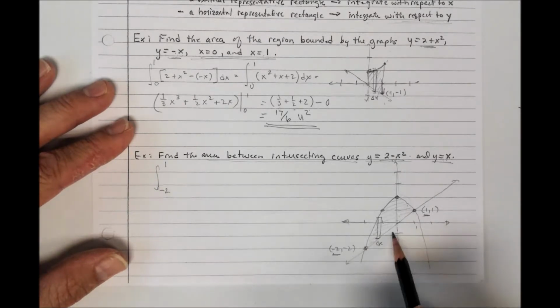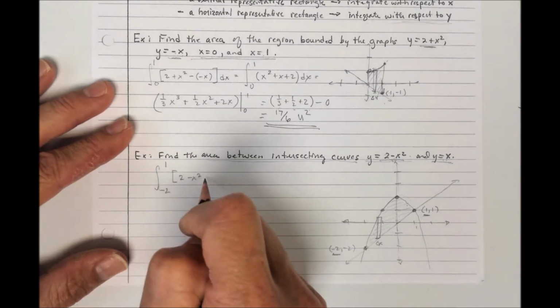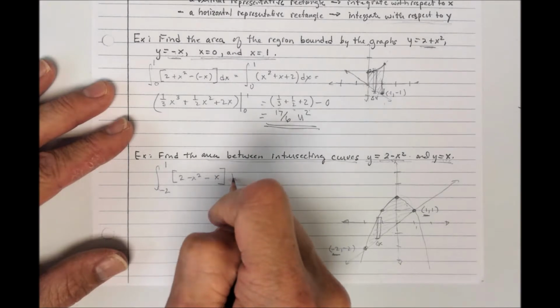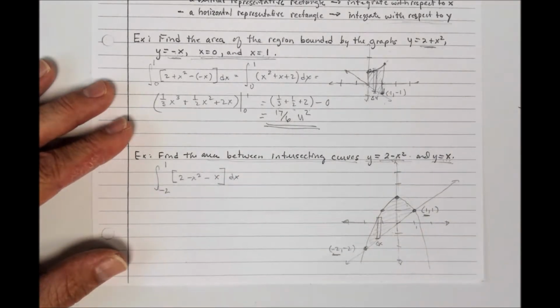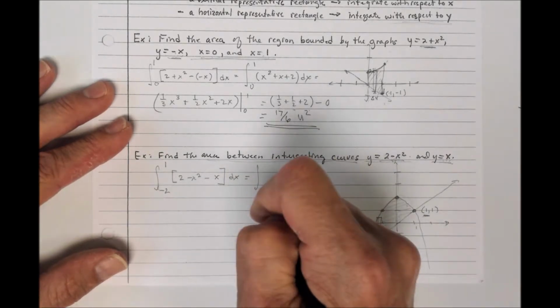Top minus bottom would be the quantity 2 minus x squared minus the bottom y value, which is just x. This doesn't look a lot different than the integrand from before, signs only. Let me rewrite this. This goes from -2 to 1.